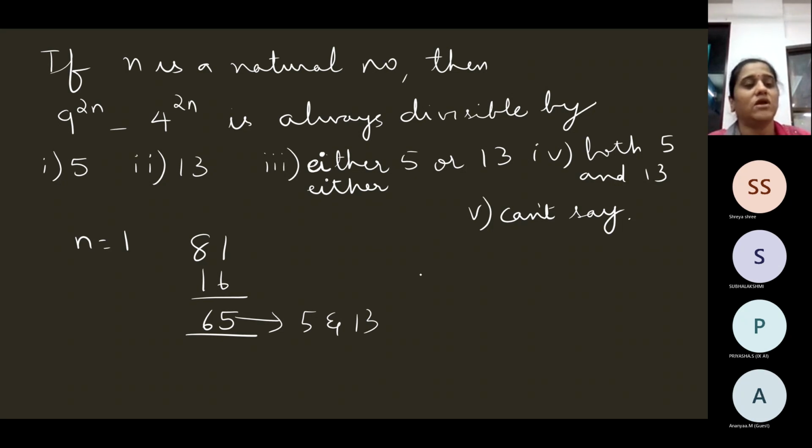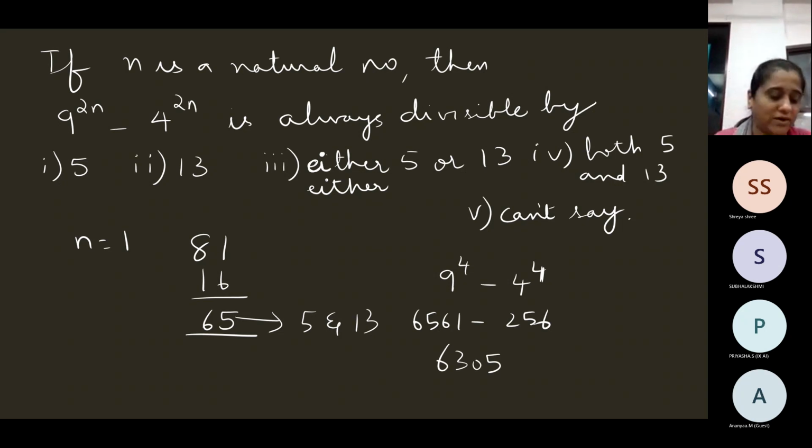Just check one more. Now when n is 2, 9 to the power 4 minus 4 to the power 4. 9 to the power 4, 81 into 81, is 6561, minus 4 to the power 4, 256. 6305 is divisible by 5, and it is also divisible by 13. So the option is divisible by both 5 and 13.